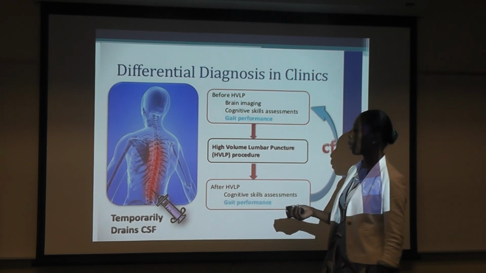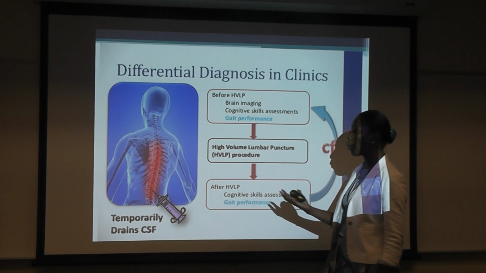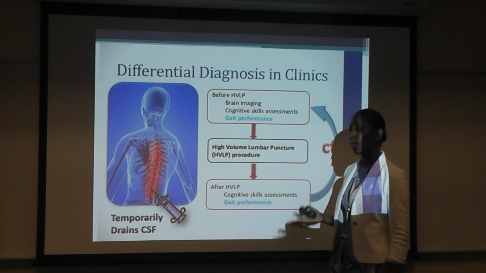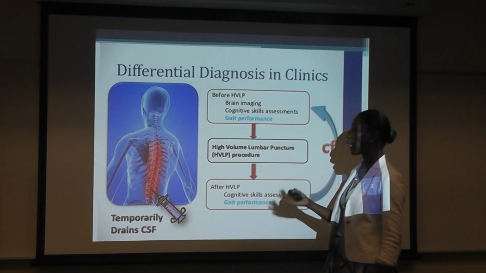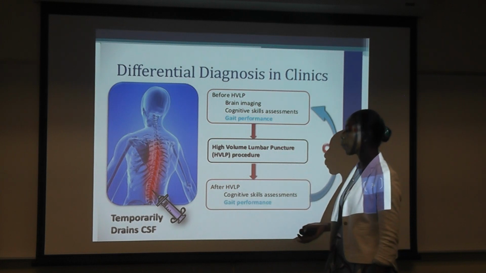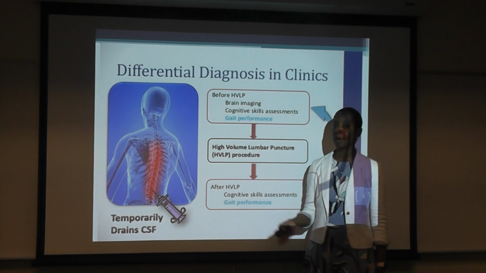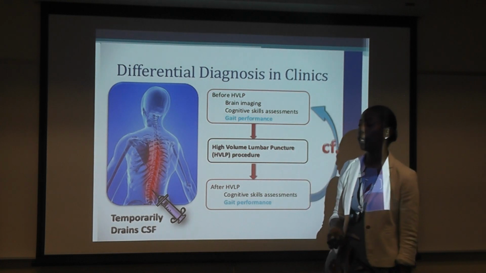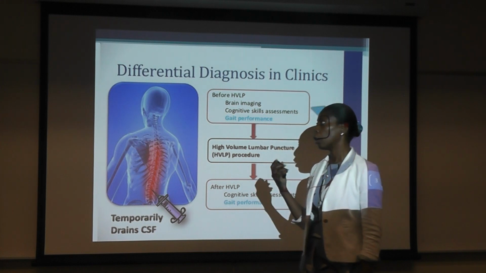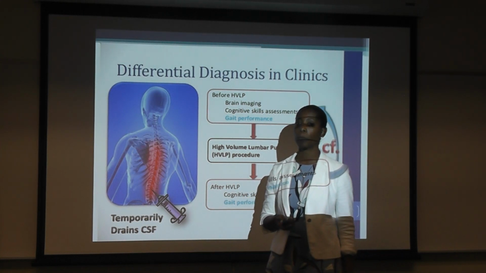So they'll do a lumbar puncture and take off CSF, and when they take off CSF, they'll look to see if the patient's symptoms improve. If the patient's symptoms improve after the high volume tap or high volume lumbar puncture, then they can say that it's possibly normal pressure hydrocephalus, and this person will get a VP shunt where you can divert the flow of CSF. In communicating and non-communicating hydrocephalus, the same treatment measure can also be used.